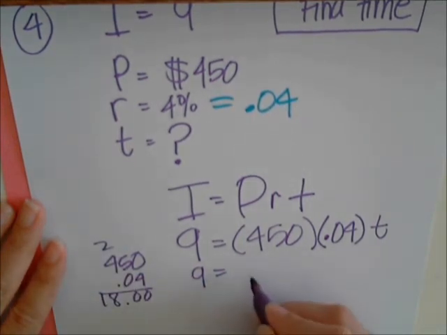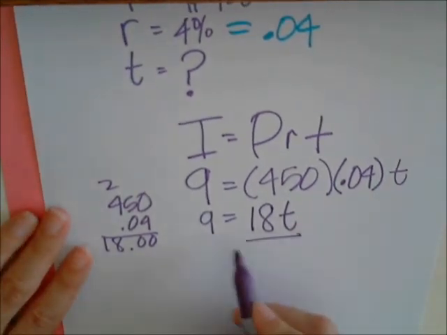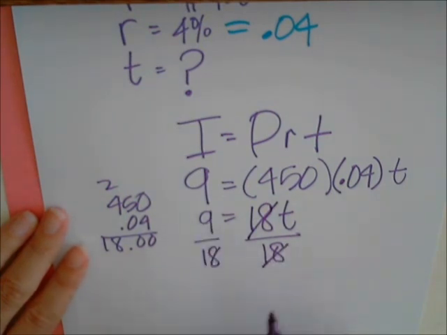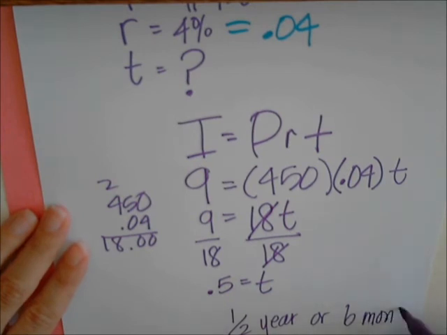Okay, so then 9 equals 450 times 0.04, which is 18, so 18t. Now I divide both sides by 18 to get t by itself. 9 over 18 is 0.5. So t equals half a year, or we could call that 6 months.